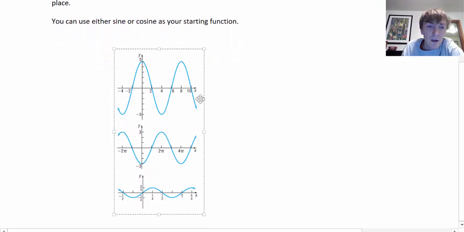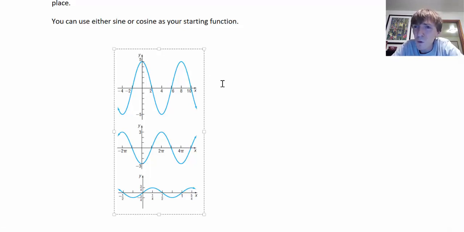Okay, so for this function, I'm going to start by seeing, well, what's the amplitude? That's a good place to start. Well, I can see that the distance from the middle up to the top is 5. Okay, so that means that I've taken one of these functions and I've multiplied by 5. Which function should I start with, sine or cosine?